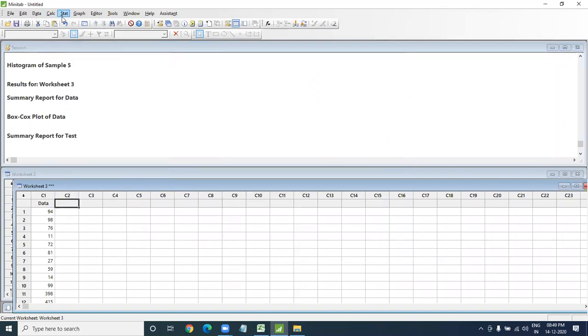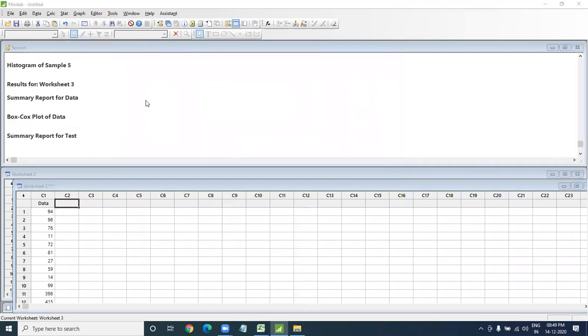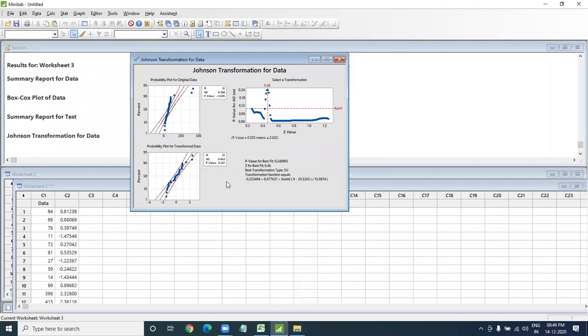Okay, so in Stats, we've got Quality Tools, and here we've got Johnson Transformation. This is more robust. Let's select the data here. Where do you want to store it? Under C2, that's it. Only if it gets converted will it store the data. Let's click it. Okay, yeah, it's done. When you get this image, otherwise it would have given you failed.